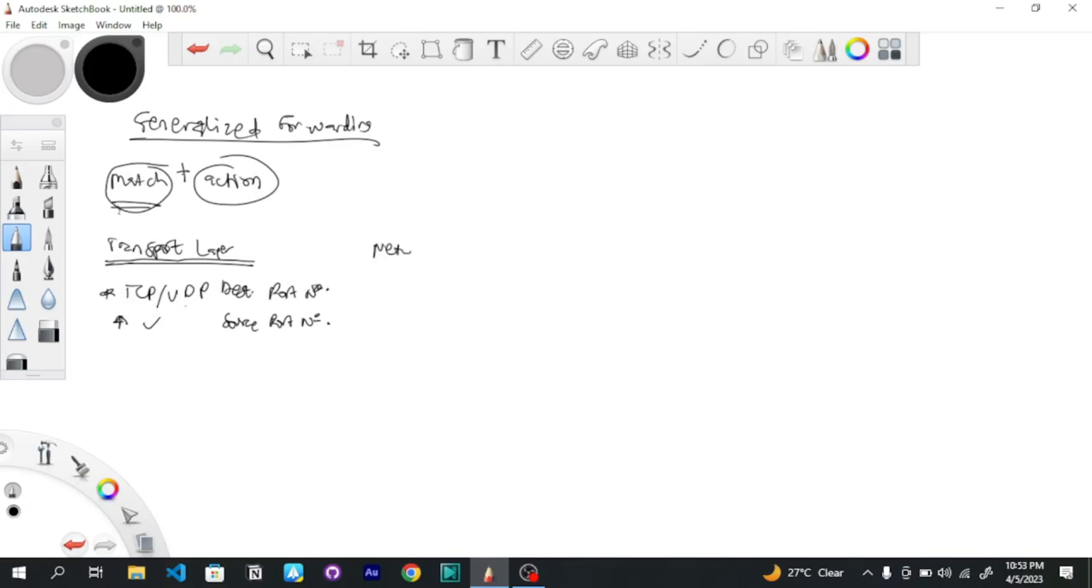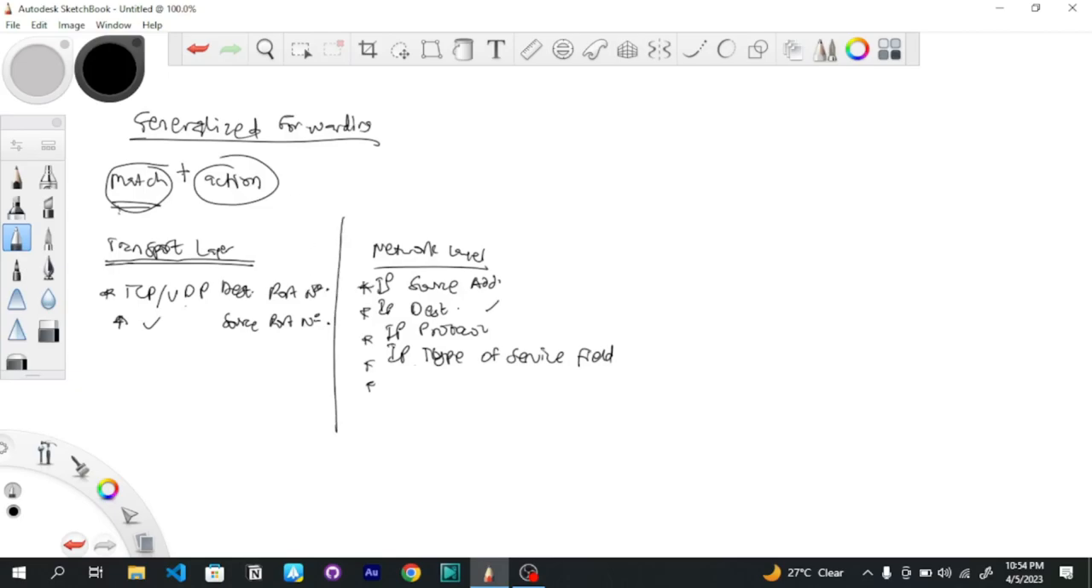When you come to the network layer, you can do something based on five fields: the IP source address, the IP destination address, the IP protocol, and the IP type of service field. So for example, let's say that your laptop wants to block some address coming from a particular person, and you don't want to receive any packet from that person. You can block that particular IP address. Or you can forward the IP address. I'm just talking about blocking, but the action can do much more than just block.